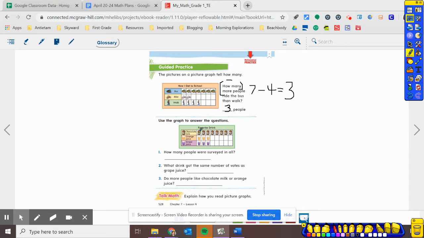All right, let's see how you did. Ready? Let's count together. 1, 2, 3, 4, 5, 6, 7, 8, 9, 10, 11, 12, 13, 14 people all together. I saw 14 different people's votes.